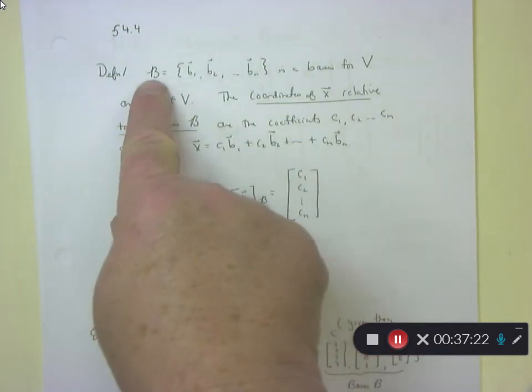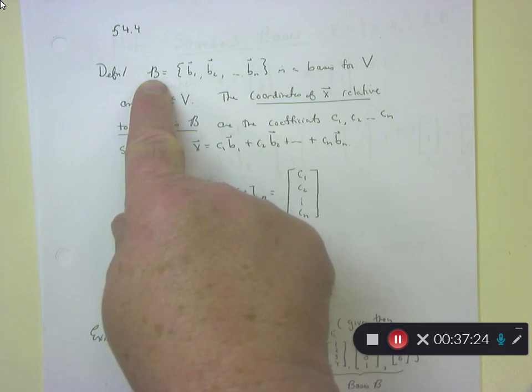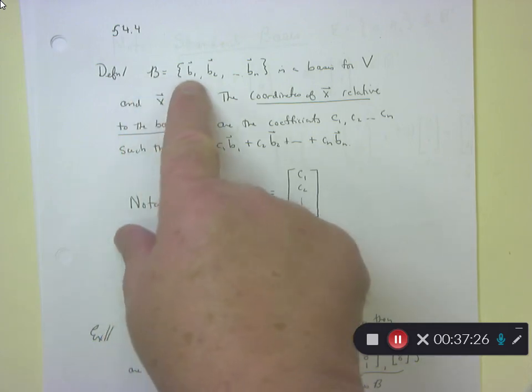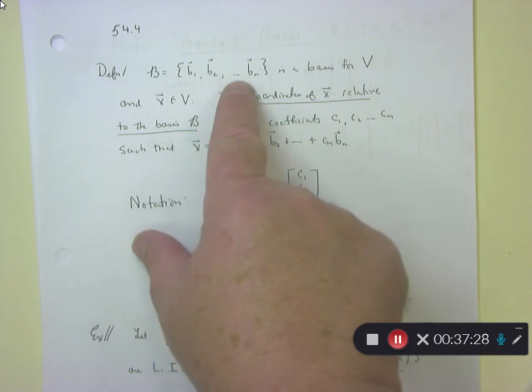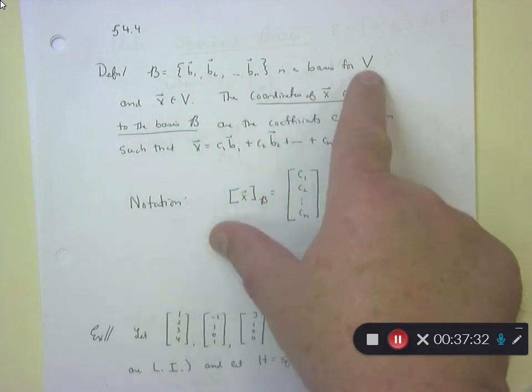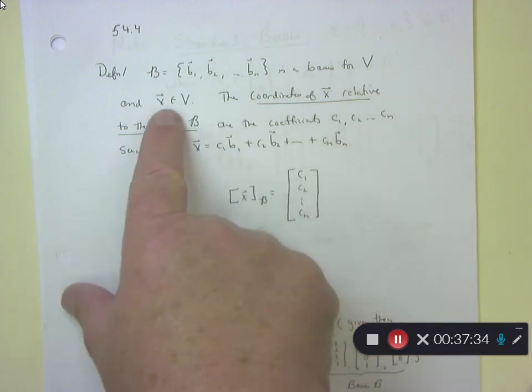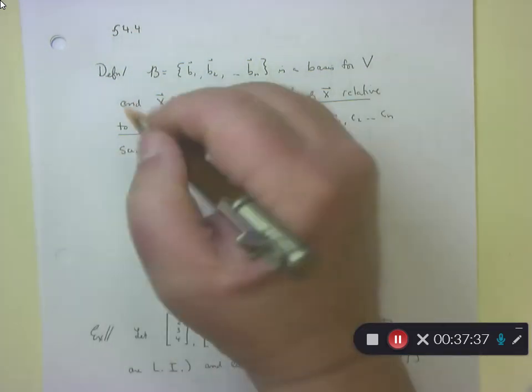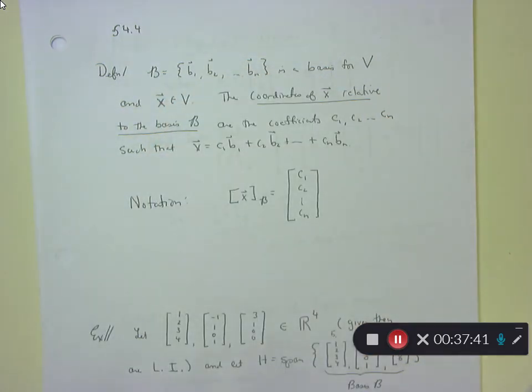Let beta, we're going Greek on you, so be prepared. Let beta equal B1 vector, comma, B2 vector, comma, dot, dot, dot, Bn vector. And this is a basis for vector space V. And let's let X be an arbitrary vector in V. Okay, so I got this basis.